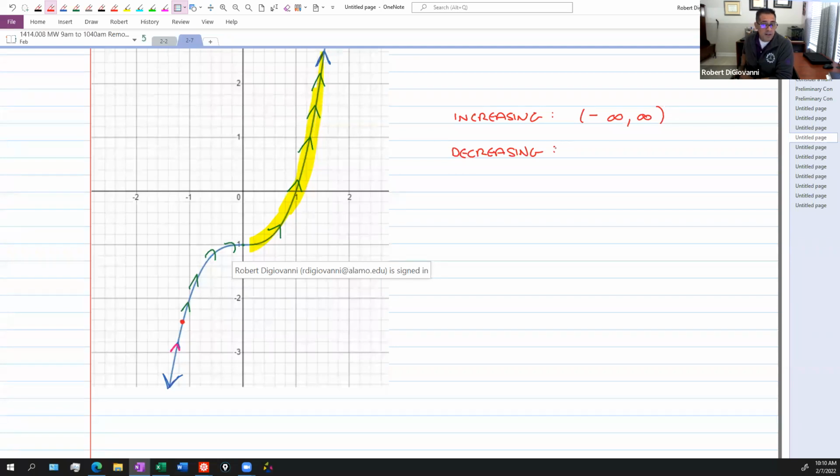Are you ever decreasing? Are you ever going down? Not if you're moving from left to right, right? Not if you're reading this like a book. You're never going to be going down, all right? You're always going to be moving up from the bottom left corner to the top right corner. You're always moving up. So you're never decreasing, right?